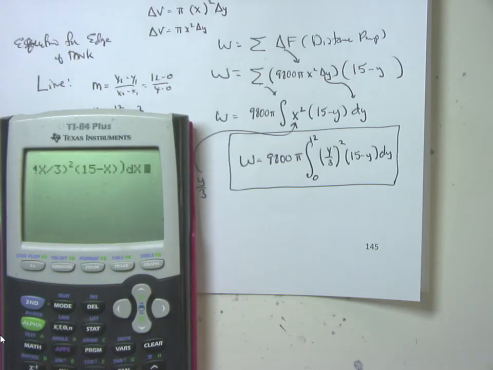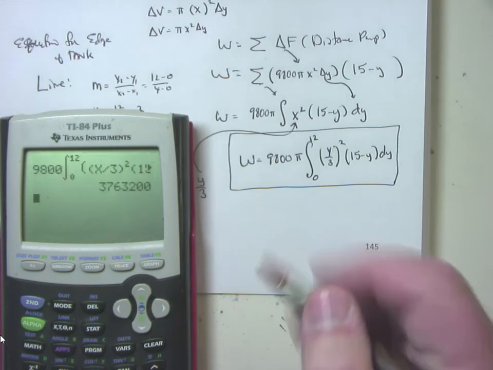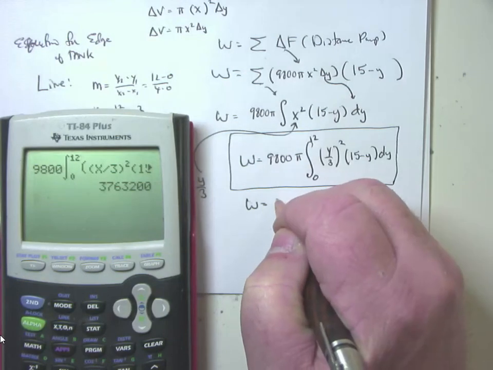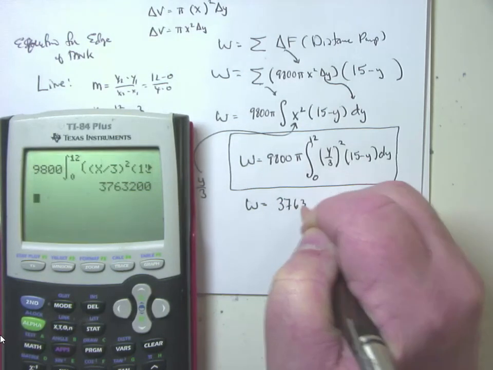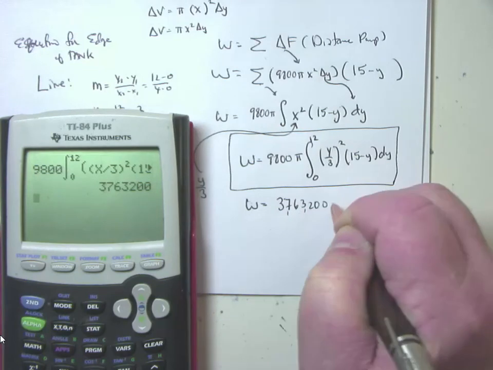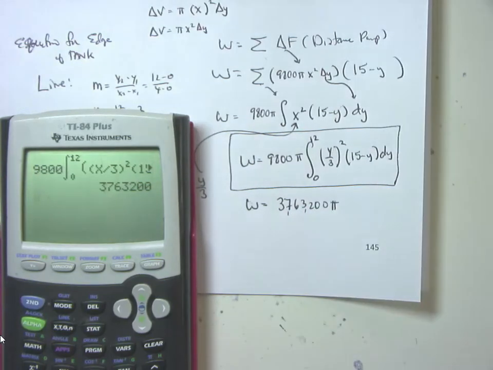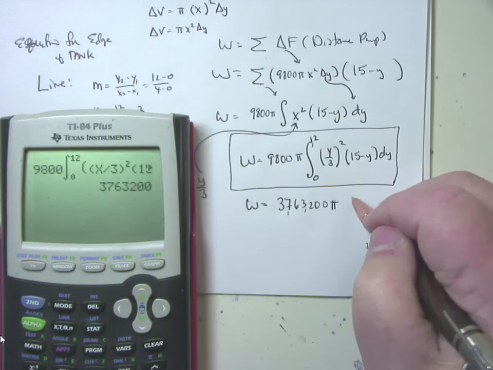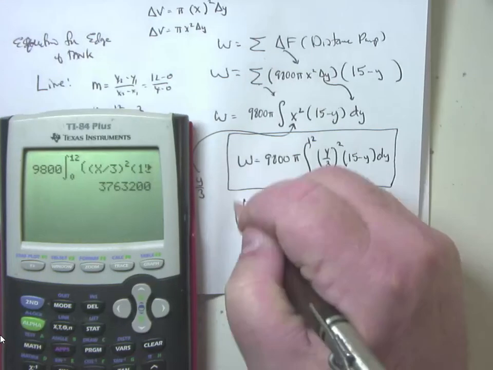And these are big tanks, so there's going to be a big amount of water, a big amount of work here. So I end up getting work is equal to 3,763,200 pi. Very good. This was a metric problem: newtons with meters, newton-meters, aka joules. There is the amount of work done.